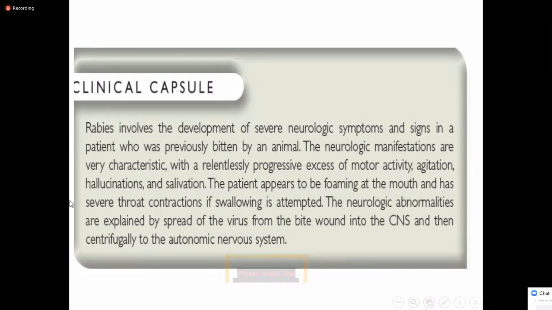Neurologic abnormalities are explained by the spread of the virus from the bite where the wound is present to the CNS and then descending back through the autonomic nervous system to different tissues. So this can be related to the clinical picture that appears. Where is the virus present?